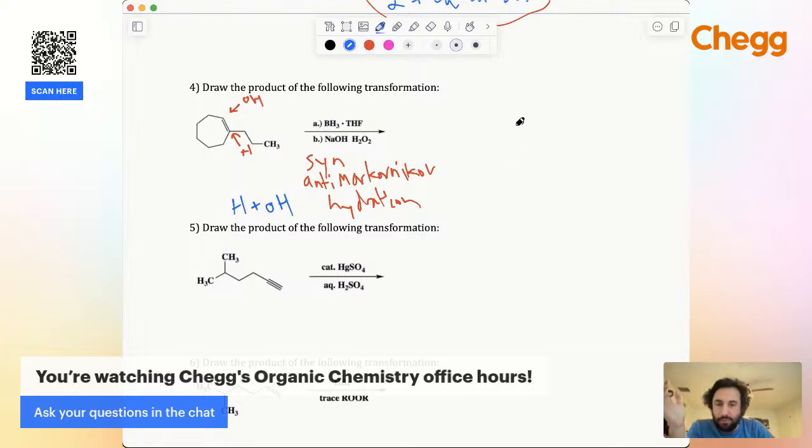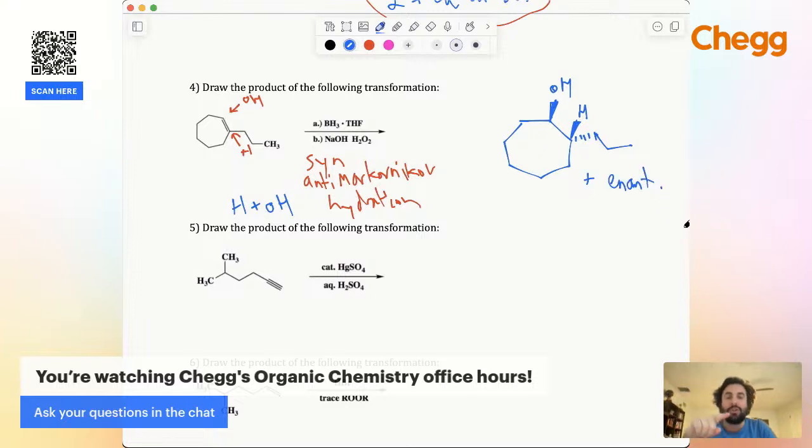We've got this 7-membered ring, 1, 2, 3, 4, 5, 6, 7. And let's say we added them to the top. We're looking at this top down. Let's say we added to the top. So this propyl group will get pushed down onto the dash. And then we have the OH on the wedge over here, and we have the hydrogen over here. Plus enantiomer, right?